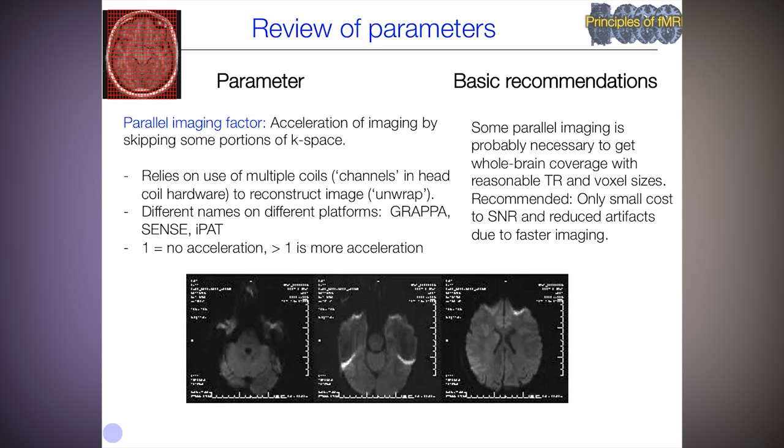There are different names on different platforms. On GE, it would be Grappa, Sense on Philips, or IPAT setting on the Siemens scanners currently. And 1 is no acceleration, or greater than 1 means more acceleration, higher acceleration factor. So some basic recommendations are, some parallel imaging is probably okay and probably necessary if you want whole brain coverage with a TR of 1.3 seconds and 3 millimeter voxels. You'll have to do some parallel imaging. And so that's fine. There's only really a small cost often to SNR and reduced artifacts due to faster imaging. But you should check that on your images.